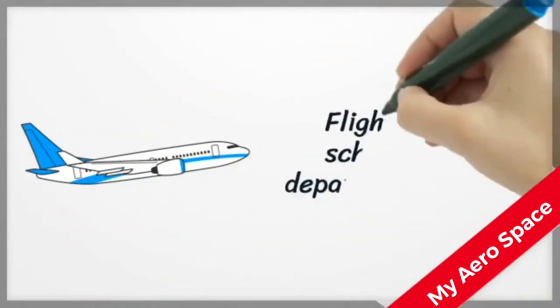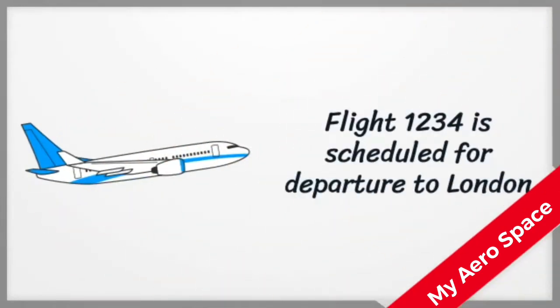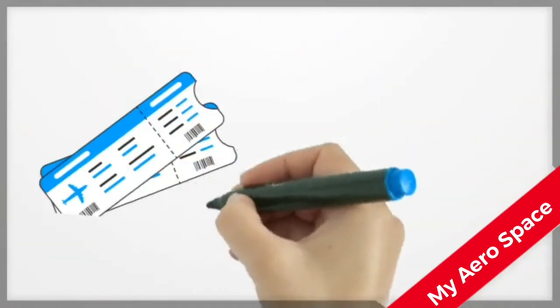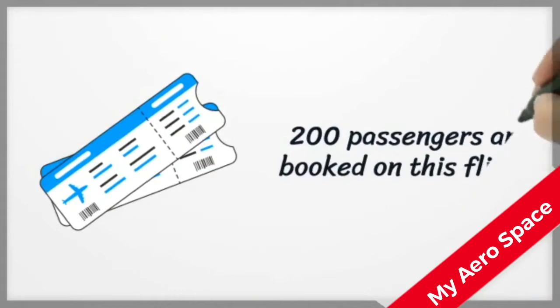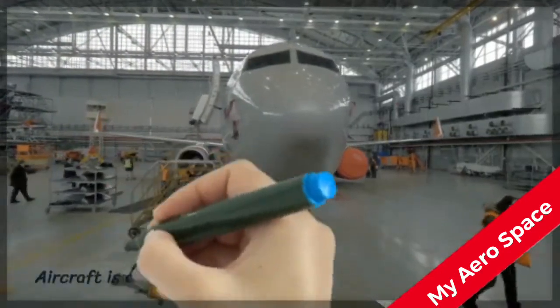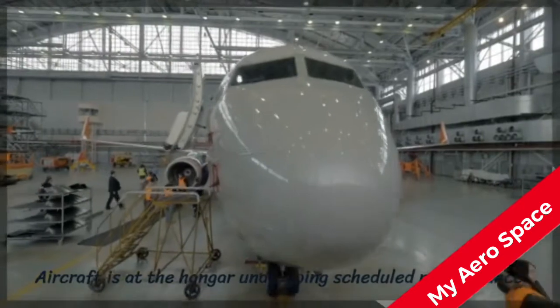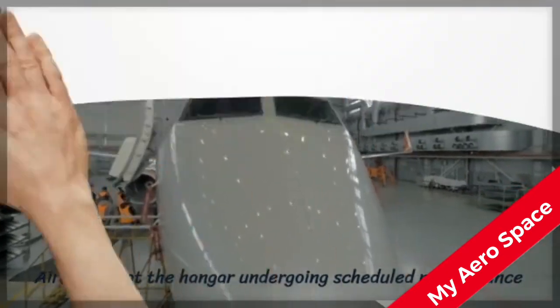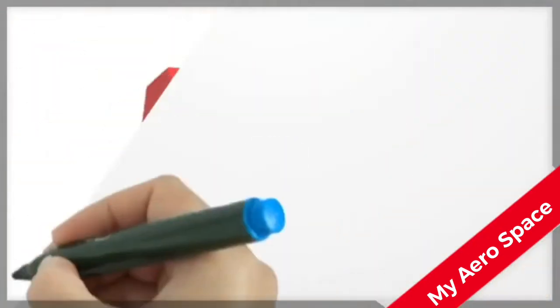Now let me take you through an example. Flight 1234 is scheduled for departure to London. Around 200 passengers are booked on this flight. But the aircraft is still at the hangar, undergoing scheduled maintenance.